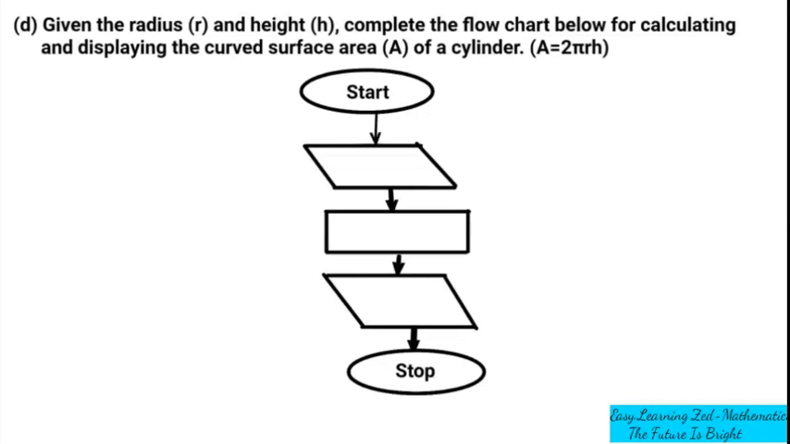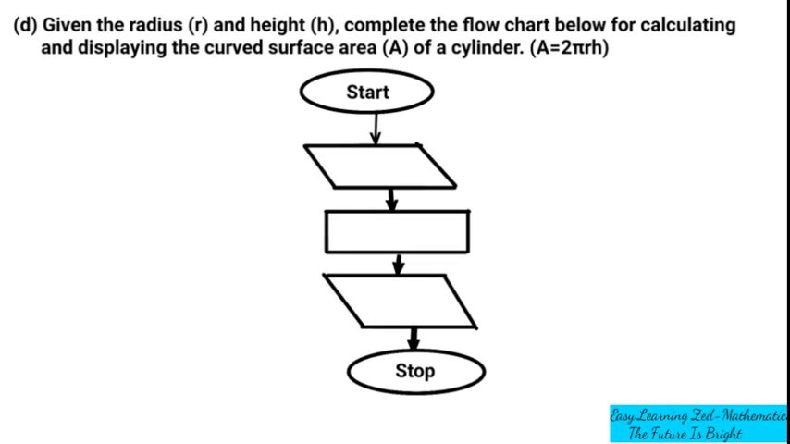Okay, let's go to the next question. Question 6D was as follows. Given the radius r and the height h, complete the flowchart below for calculating and displaying the curved surface area of a cylinder. In brackets we are given the formula for calculating the area of the cylinder, which is A is equal to 2 pi r h. Okay, so what we're supposed to do here is we need to know what is supposed to be entered in the first parallelogram, then in the second stage, which is the rectangle shape, and then the parallelogram.